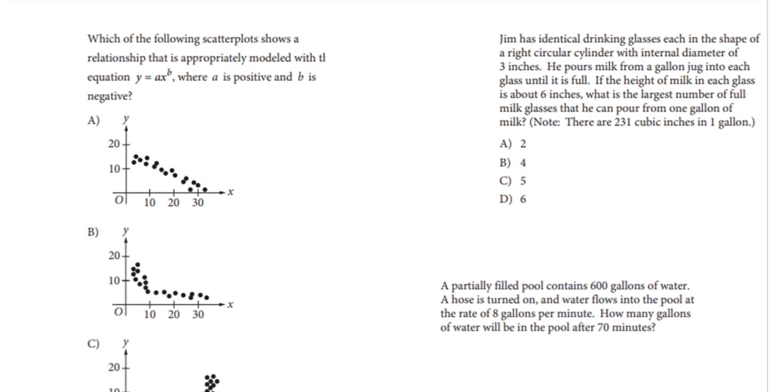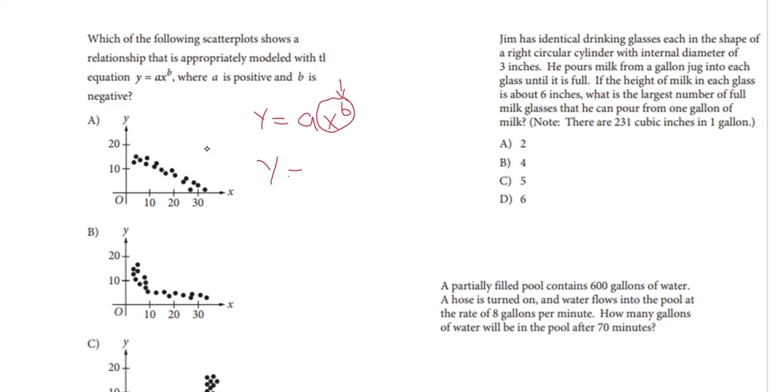Which of the following scatter plots shows the relationship that is appropriately modeled with the equation y equals a times x to the power of b, where a is positive and b is negative? So the first thing to think about is if we have our equation y equals a times x to the power of b, and b is a negative number, the way that we make that exponent of b positive is by bringing the whole term to the bottom.